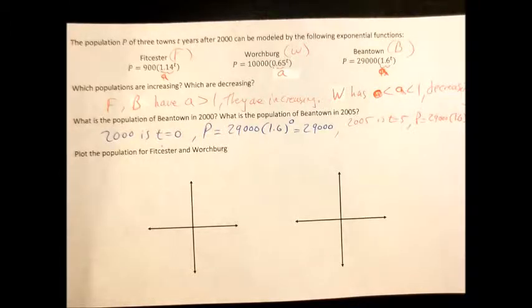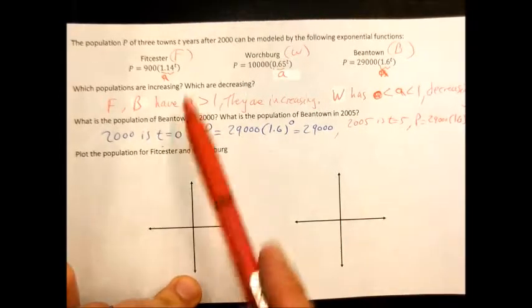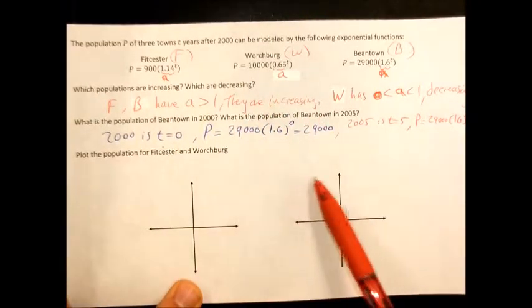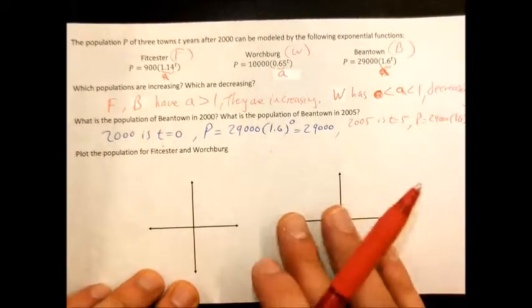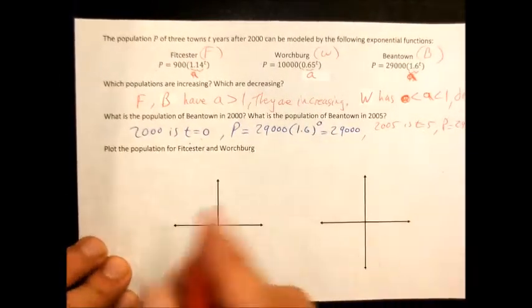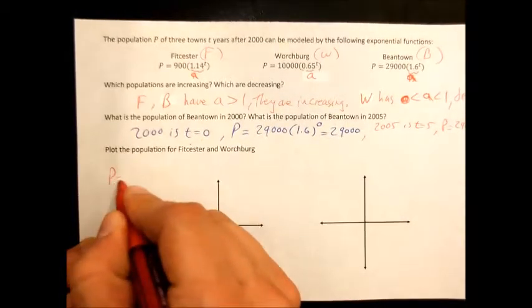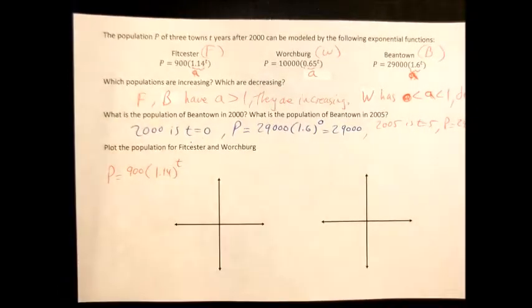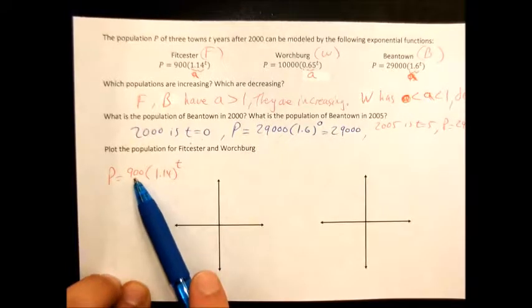Yeah, so let's graph these things then. So we're going to graph the Pfister and Wartburg populations. And we already said that one of them's increasing and one of them's decreasing, right? And so one of them's going to be going upwards, and the other is going to be going down. So let's do the Pfister first. So Pfister has a population P equals 900 times 1.14 to the T. So this is a transformation of 1.14 to the T. Right? We're taking 1.14 to the T and multiplying it by 900.